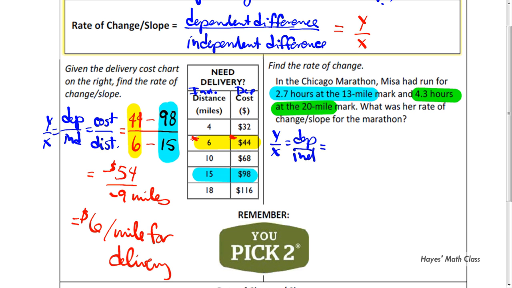99.7% of the time, independent's going to be time, unless you're a time traveler, in which case it's a little different. But you're going to put time on the bottom. In this case, we're going to put distance on the top. The longer she runs, the further she's going to go. Remember, independent is the cause. Actually, here, we can put it up here. So the effect goes on the top. The cause goes on the bottom.